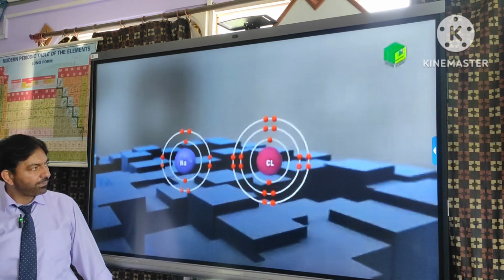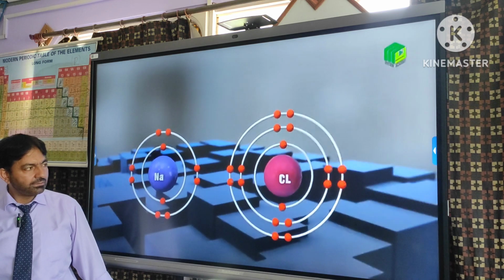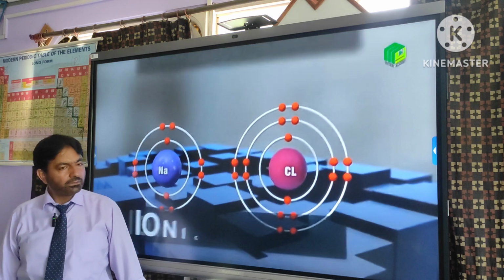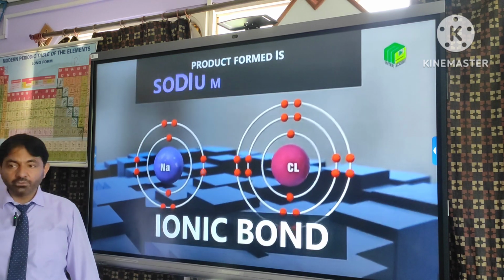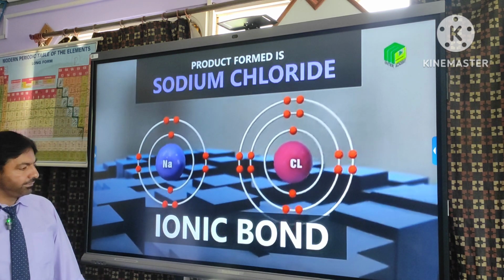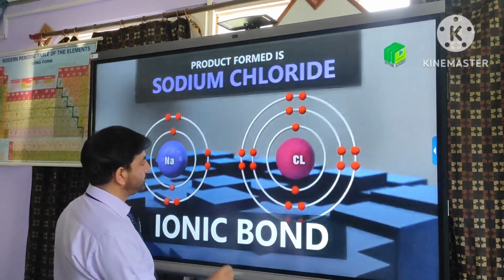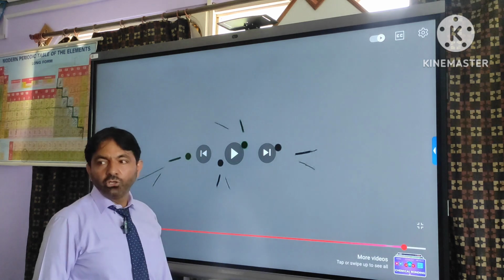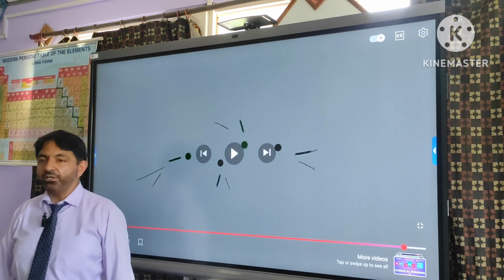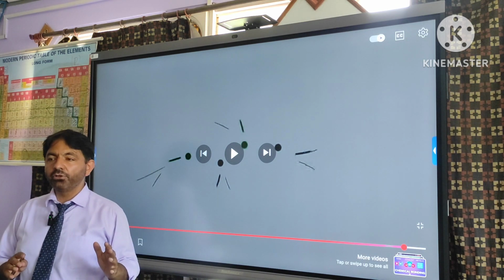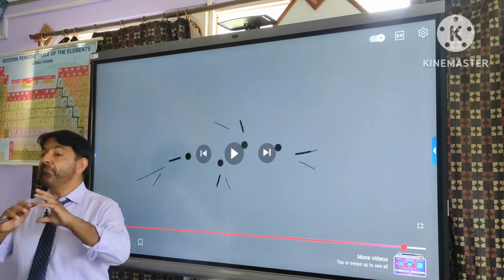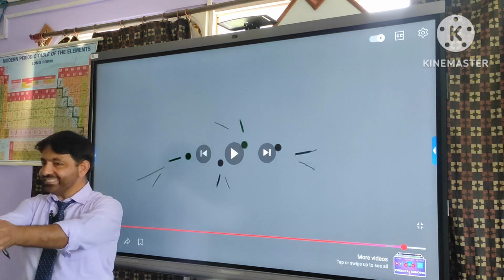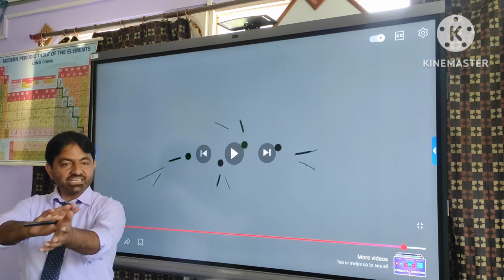Since there was complete transfer of one electron, the bond formed between sodium and chlorine is an ionic bond, and the product formed is sodium chloride, also known as table salt. Okay, why is it called an ionic bond? Because of complete transfer of electrons. In covalent bonds electrons are shared, they are not transferred.